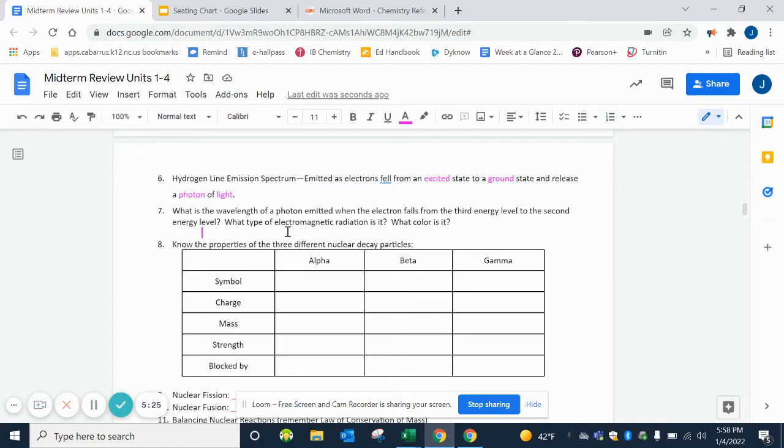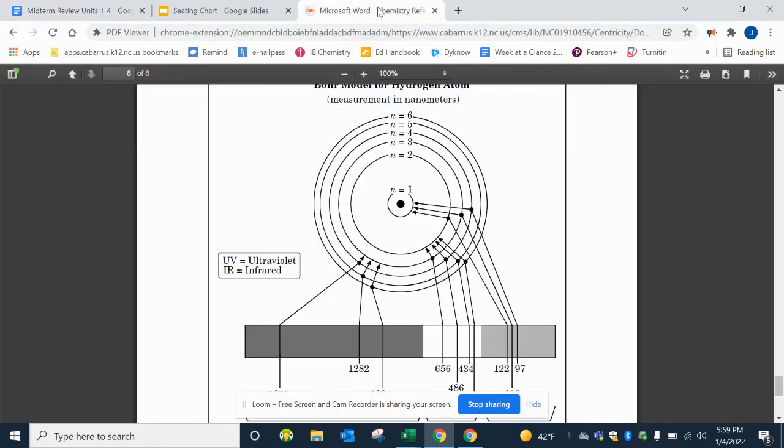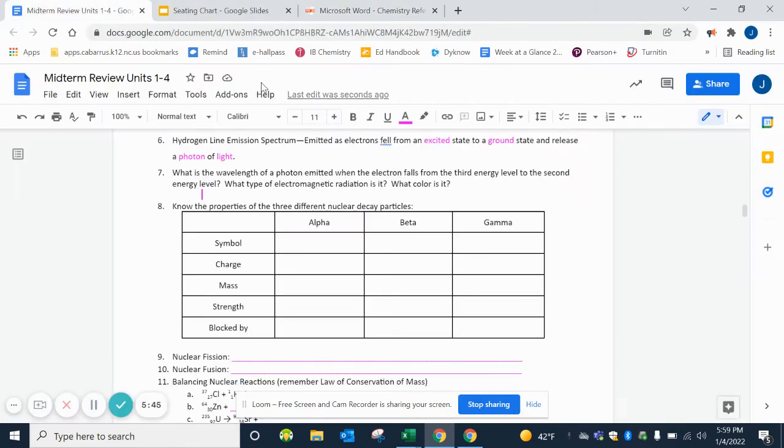Okay, so for number 7, we're looking at Bohr's model on the back of our reference tables, page 8. We're going from the third energy level to the second energy level. So we want the dot to be on the third energy level, and it needs to be pointed to the second energy level. If we trace that back, we get a wavelength of 656.